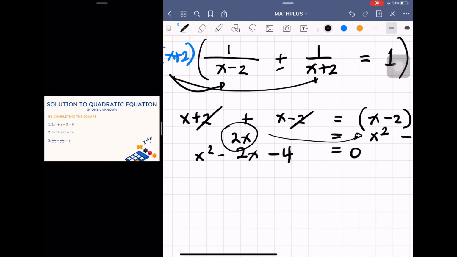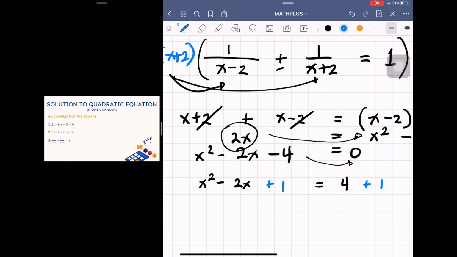The next thing to do is complete our square. In completing this square, you have to transpose the constant to the right side. That would give us x squared minus 2x equivalent to positive 4. Then we divide the middle term, 2x, by 2, which produces positive 1. And then we square that, so that is the term we have to add on both sides of the equation.